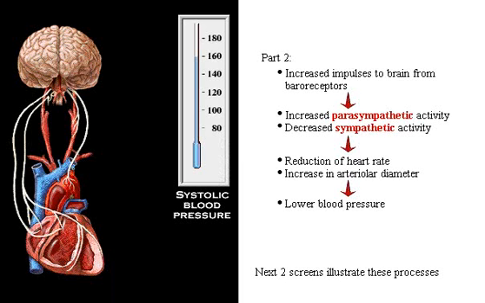In response to increased stimulation from the baroreceptors, the brain increases parasympathetic activity and decreases sympathetic activity. This leads to a reduction in heart rate, an increase in the diameter of the arterioles, and therefore lower blood pressure, bringing blood pressure back down to normal levels. The next two screens illustrate the reduction in heart rate and increase in arteriolar diameter.